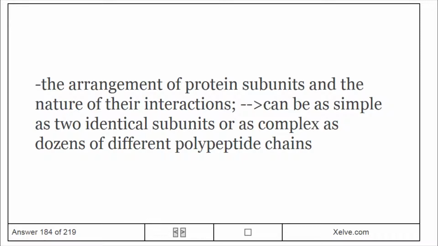What does quaternary structure refer to? The arrangement of protein subunits and the nature of their interactions. It can be as simple as two identical subunits or as complex as dozens of different polypeptide chains.